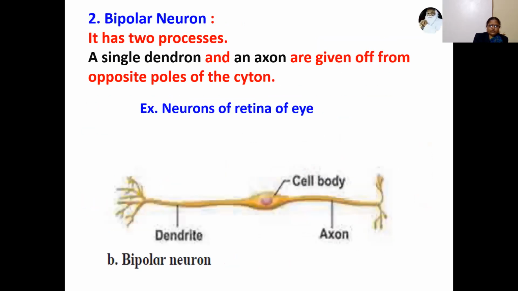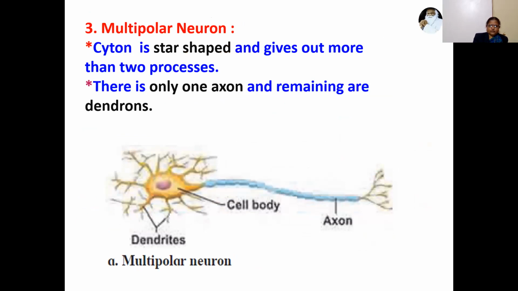Second, bipolar neuron. It has two processes. A single dendron and axon are given off from opposite poles of the cyton. Example, neurons of the retina of the eye. Observe the diagram. Third one, multipolar neuron. The cyton is star-shaped and gives out more than two processes. There is only one axon and the remaining are dendrons. Many branches are given out from the cyton.